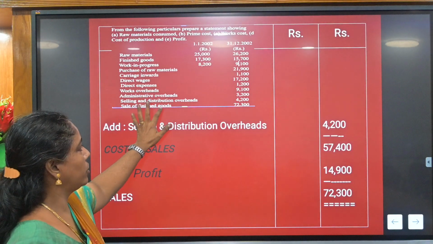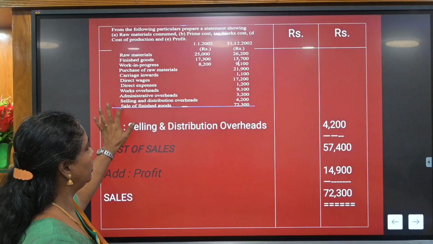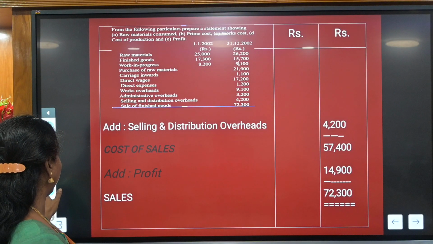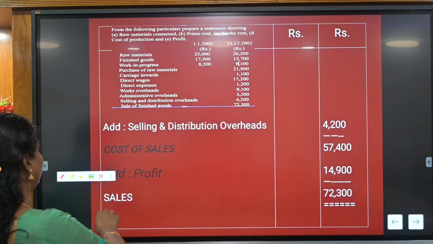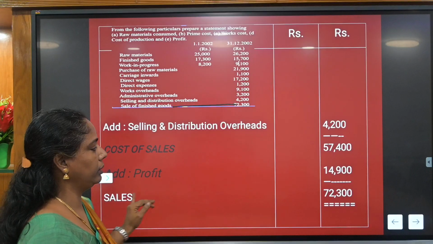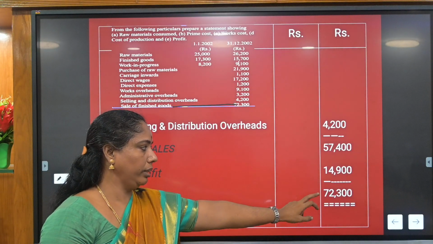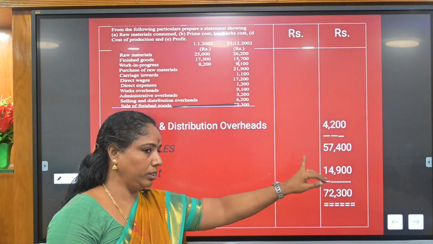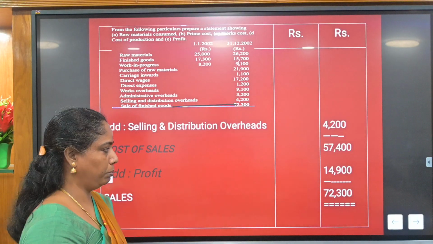Here sale of finished goods is given, so we take it as sales. Otherwise we have to find out the answer. So sales is 72,300. From this we have to deduct cost of sales, so we will get 14,900, that is called profit.